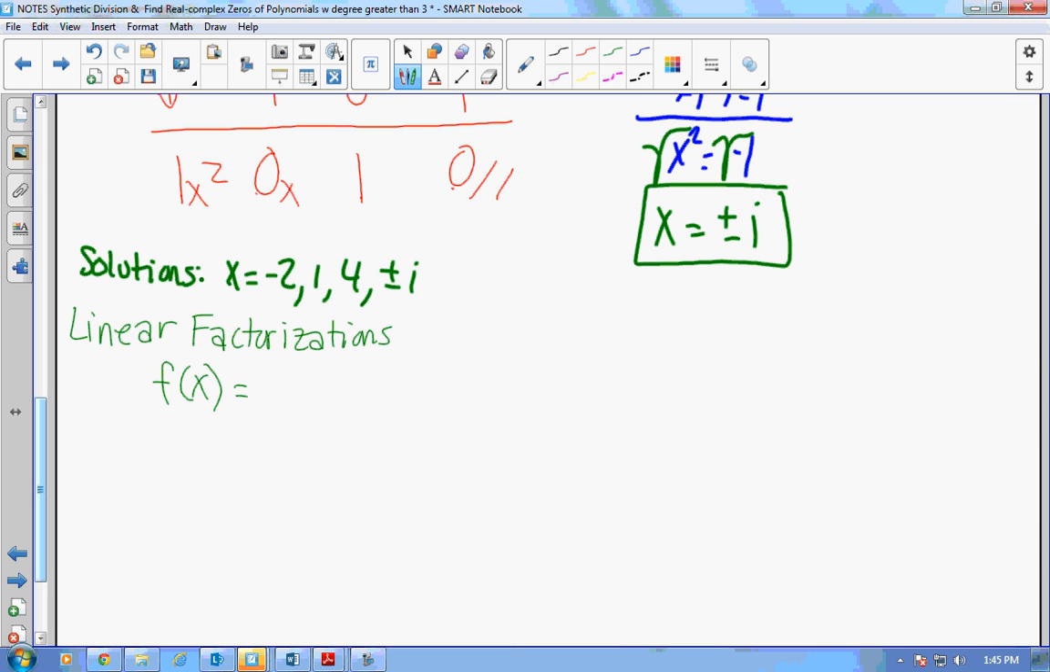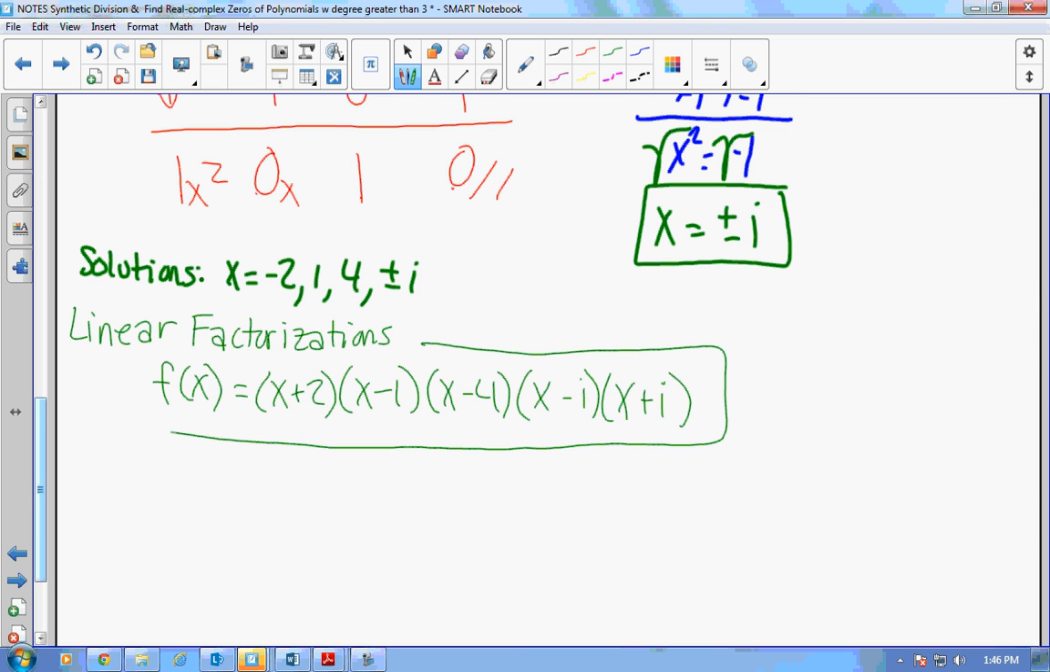Linear factorization. We need an f of x or we need a y. If the x is negative 2, what's the factor? I need a little more than that. It's a binomial. X plus 2. If the x is positive 1, what is the factor? If we have 4, x minus 4, then we have x minus i, and those come in pair, x plus i. This is the linear factorization, okay?